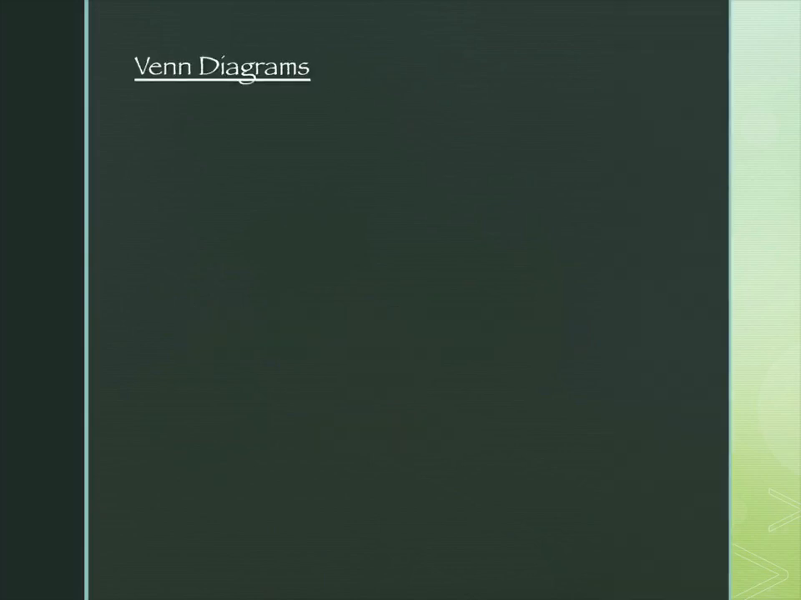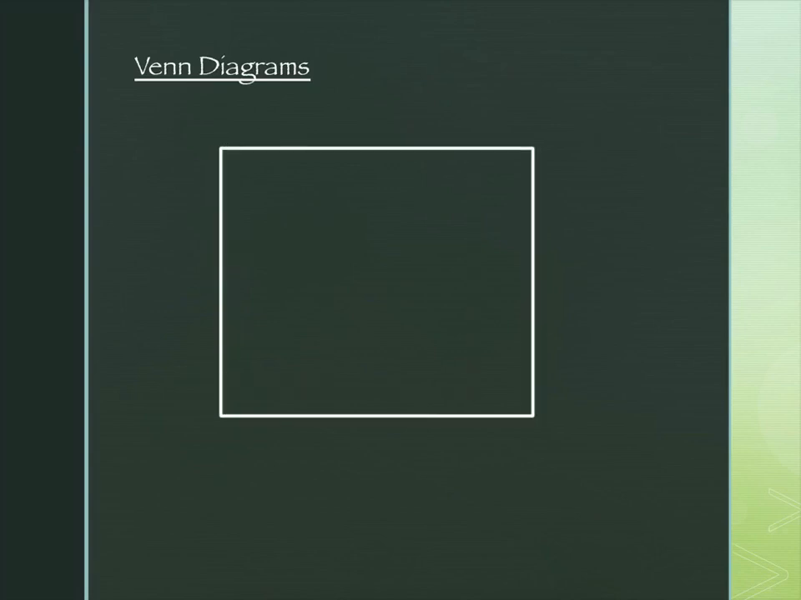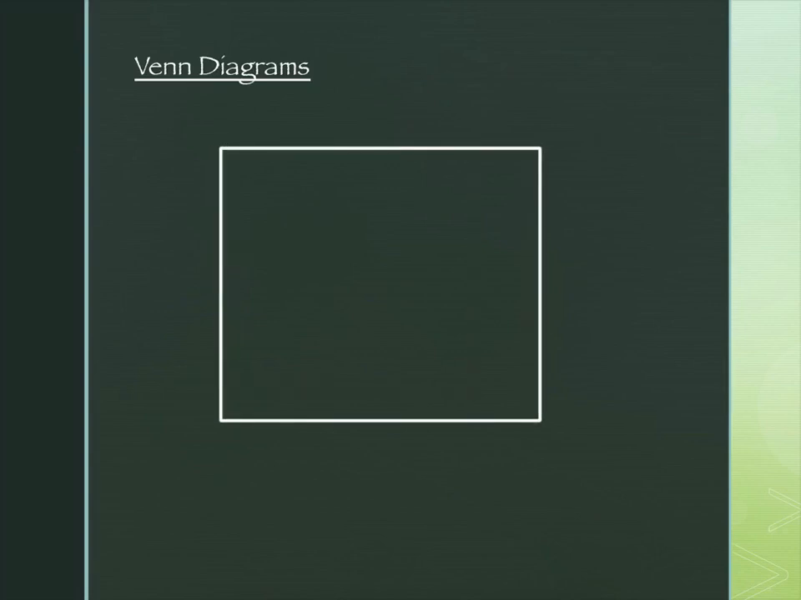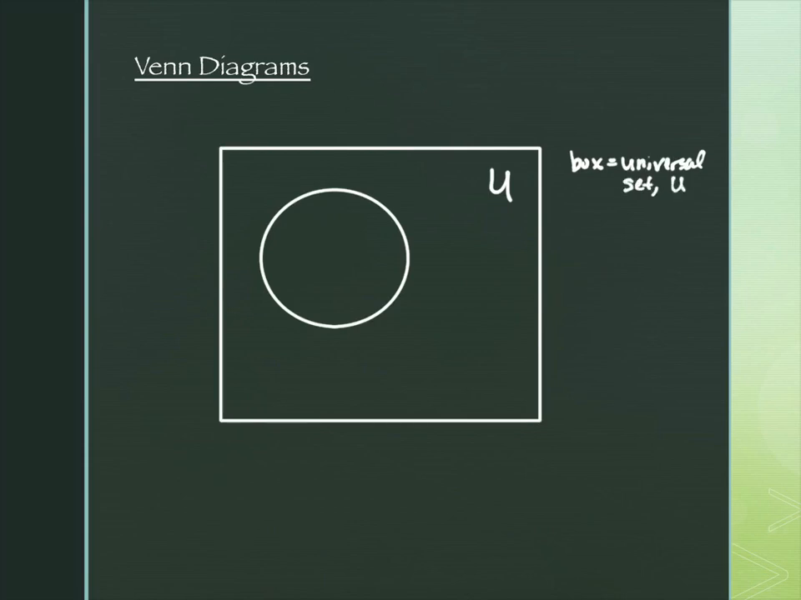So Venn diagrams are drawn with a rectangle. So you start with a rectangle, and inside of the rectangle are circles. So this is a very basic Venn diagram. The outer box is the universal set. It's usually called U. So our box is the universal set, U. And the circle inside is any of the sets that we're describing. So we'll call it A.